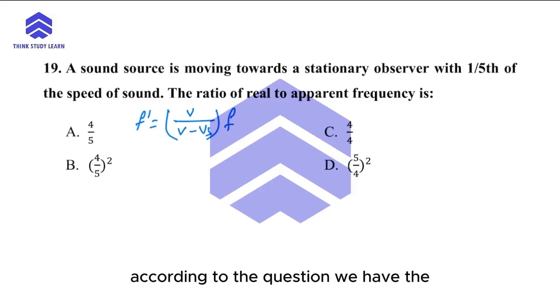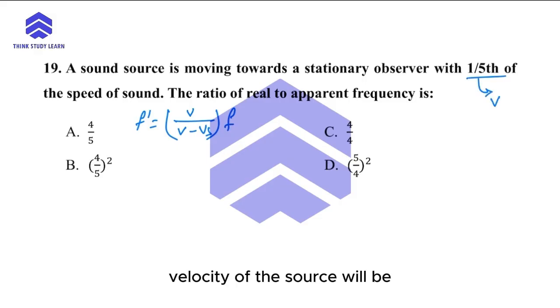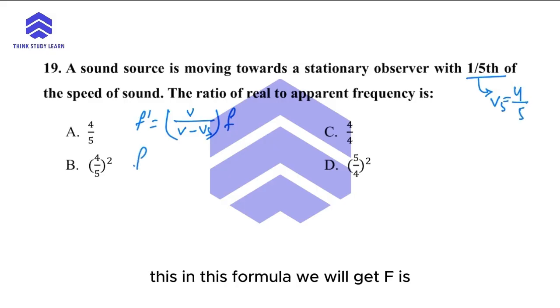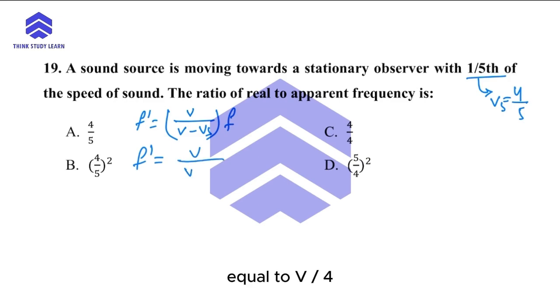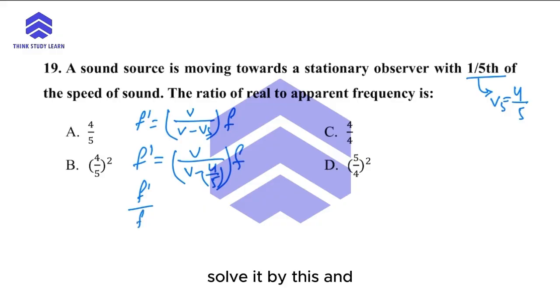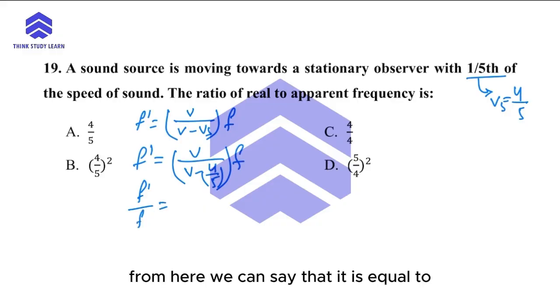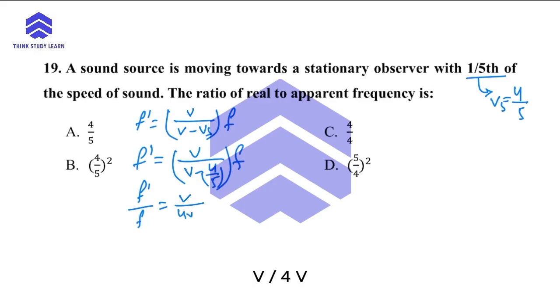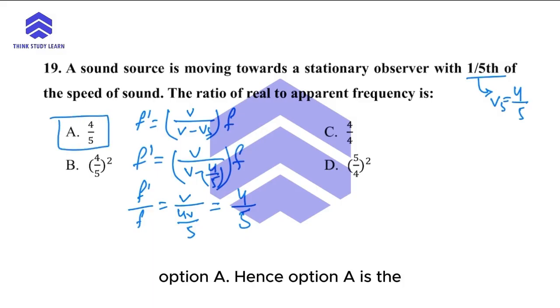And according to the question, we have the source moving towards a stationary observer with 1/5 of the speed of sound. Hence, we can say that the velocity of the source will be V over 5. By putting this in the formula, we will get F bar is equal to V over (V minus V by 5) into F. Now, as we have to find the ratio of real to apparent frequency, we can solve it from here and say that it is equal to 4V over 5 divided by V. By simplifying it, we will get 4 over 5, which is option A. Hence, option A is the correct answer.